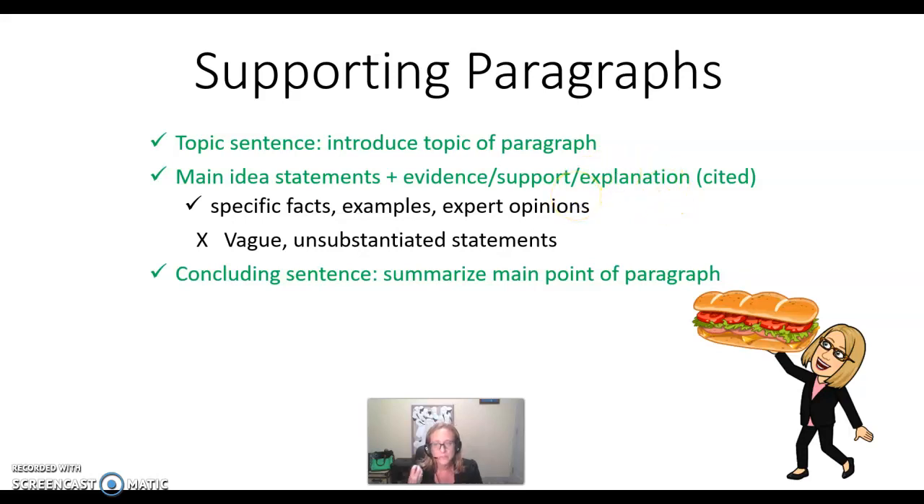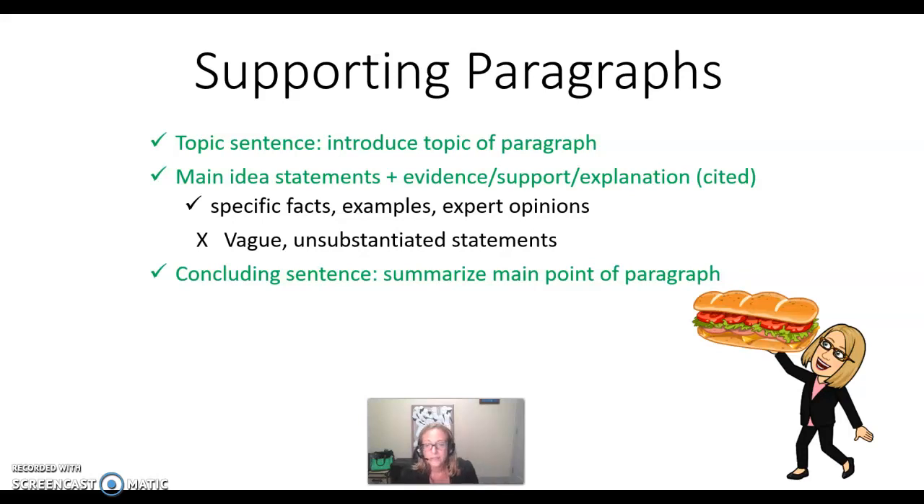Those details should be specific facts, examples, expert opinions. You want to avoid vague and unsubstantiated statements. So you want to avoid anything that doesn't require a citation, because if you have an entire paragraph that has no citations, your statements are unsubstantiated. That means that it's not backed up by research, and it's not showing good quality academic level research if you can't find information to support your points. So if you're struggling to find information to support your points, talk to the friendly folks at the library. They are research experts. They can help you out, or ask me for some help.